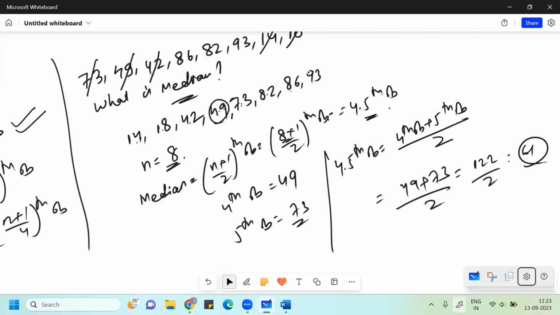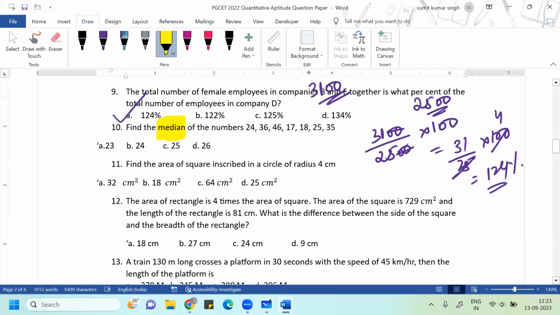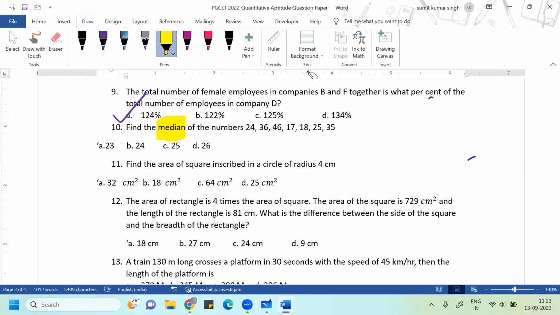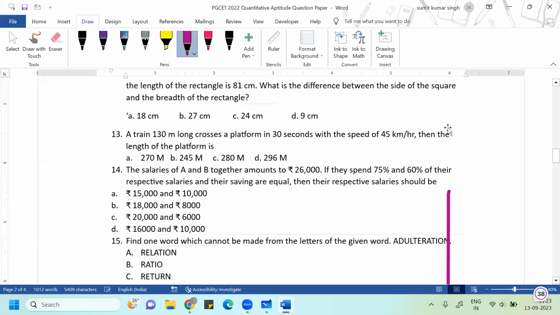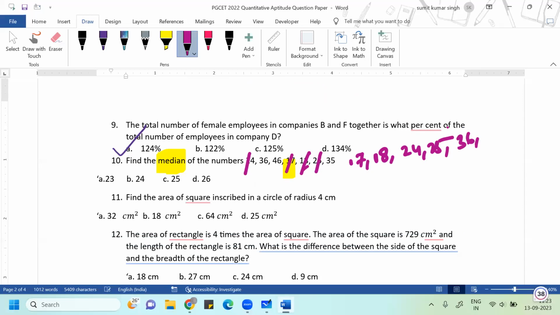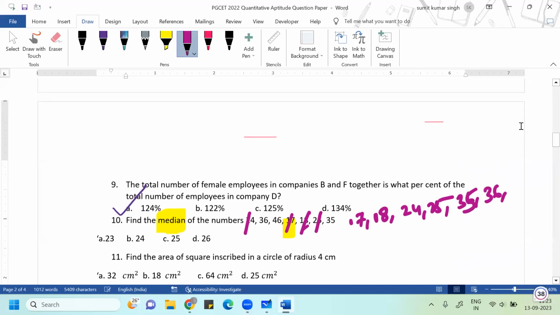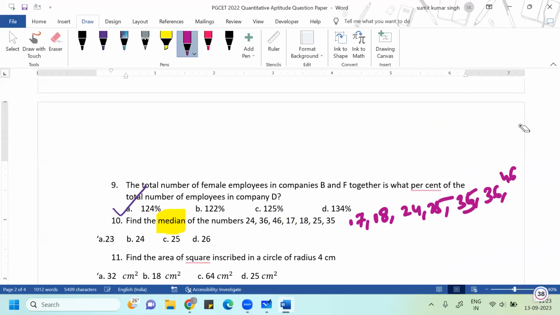Very good. So the same logic we use here to find the median. We arrange the data in ascending order and we find the middlemost value. If we arrange the data in ascending order, what is the smallest value? If I'm not wrong, it is 17. So 17, then 18, then 24, then 25, then 35, then 36, and then 46. So you arrange the data in ascending order.